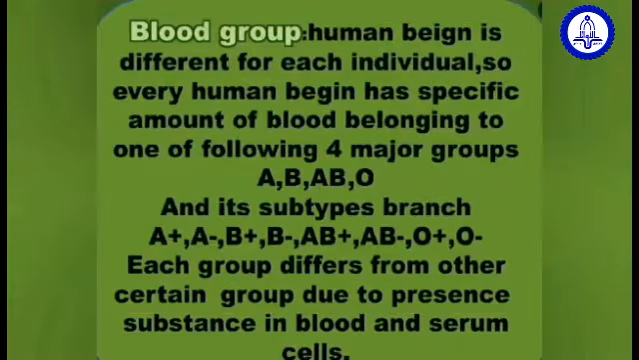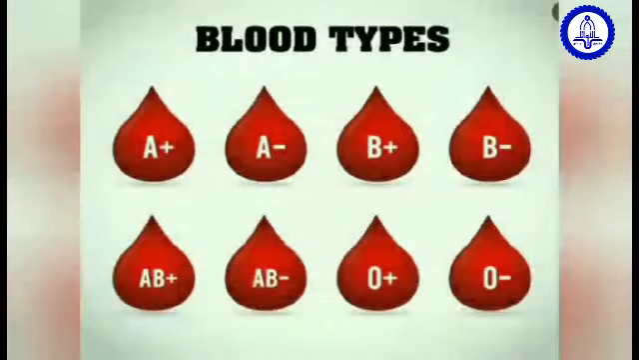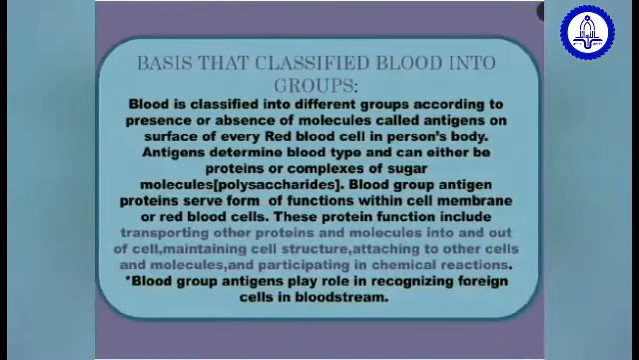Blood group. Blood differs for each individual, so every human being has a specific amount of blood belonging to one of the following four major groups: A, B, AB, O, and its subtypes: A positive, A negative, B positive, B negative, AB positive, AB negative, O positive, O negative. Each group differs from the other due to the presence of certain substances in the blood and serum cells. Let's talk about the blood types. Bases that classify blood into groups.